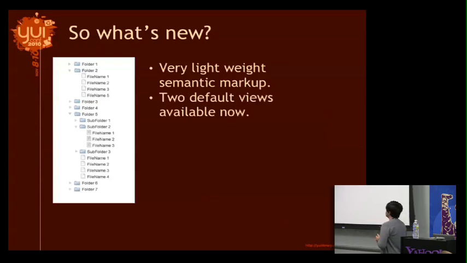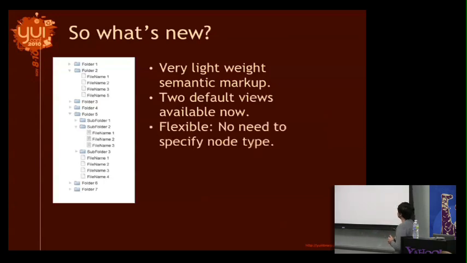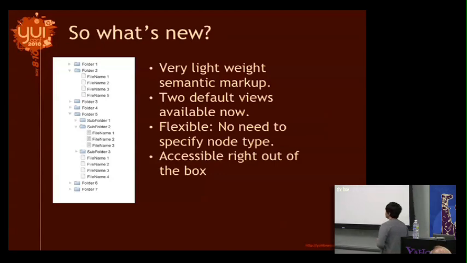You get two default views available right now, like I mentioned before, the menu subfolder view and the more classical TreeView view. It's flexible. You don't need to specify what kind of child you want on the tree. Anything can be a child. Anything can be a tree leaf. Any element you want it to be. And it's accessible right out of the box. We built in keyboard navigation for you, and also ARIA support.